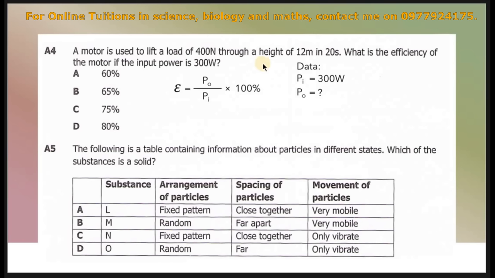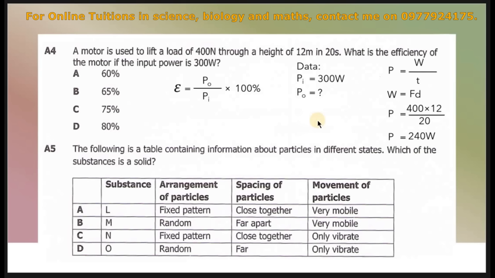But we cannot worry here, because we know power is equal to work over time, okay? But then we do not have work here, but we know that work is equal to force times distance. So do we have force? Yes, 400 newton, distance through a height of 12 meters. So we have distance here. So what are we going to do now? We'll say power is equal to force times distance over time, which is 400 times 12, divided by time, which is 20 seconds. When you divide this, it is 240 watts as your power output. So this is your power output now.